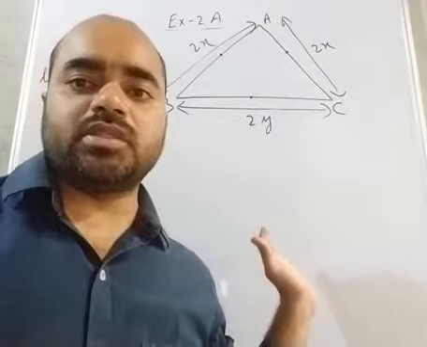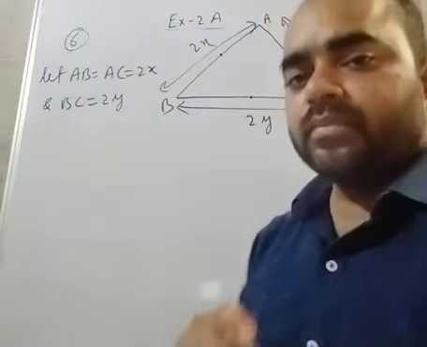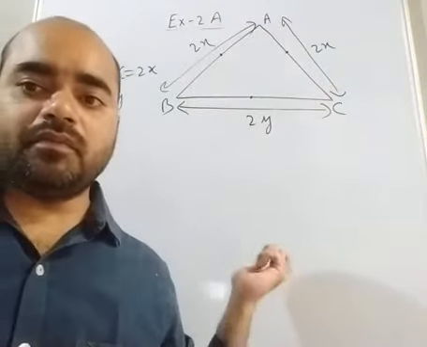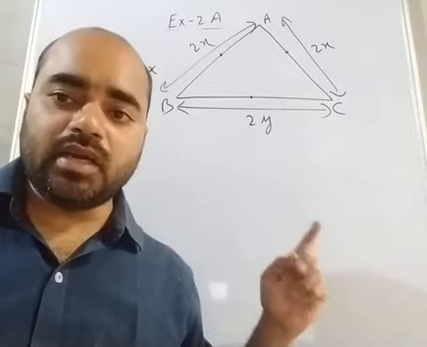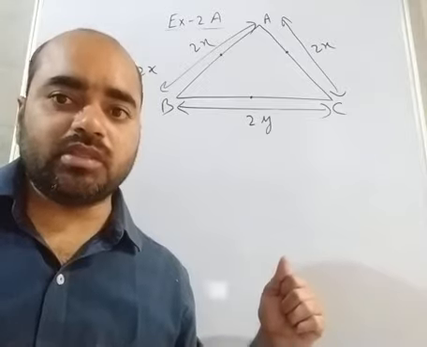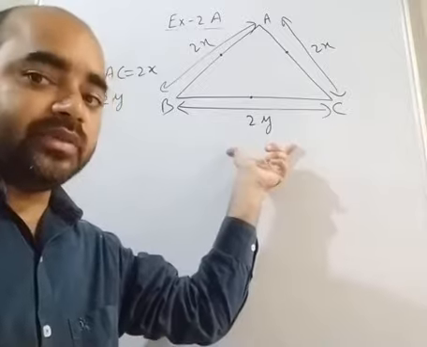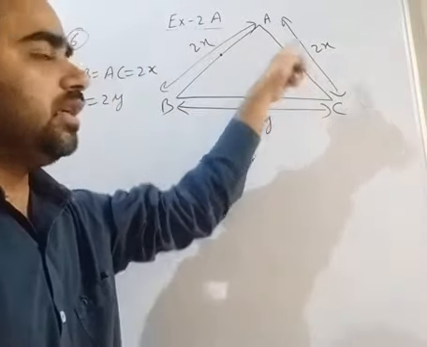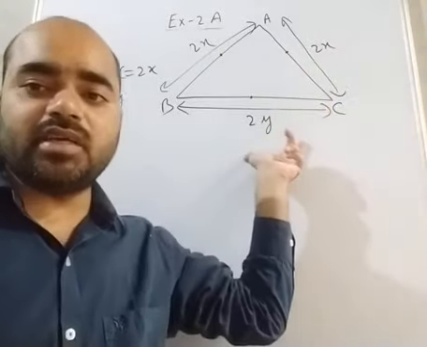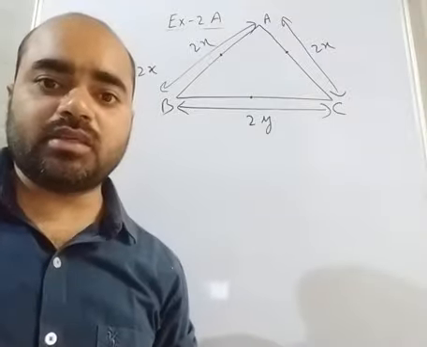Now in the next question, number 6, we have to prove that if you join the midpoints of the sides of an isosceles triangle, then the triangle obtained will also be an isosceles triangle. Suppose one isosceles triangle is given. We have taken triangle ABC, let AB is equal to AC. We can take the sides as 2x, 2x, and the third side, which is different, as 2y. Correct? Isosceles triangle means two sides are equal.